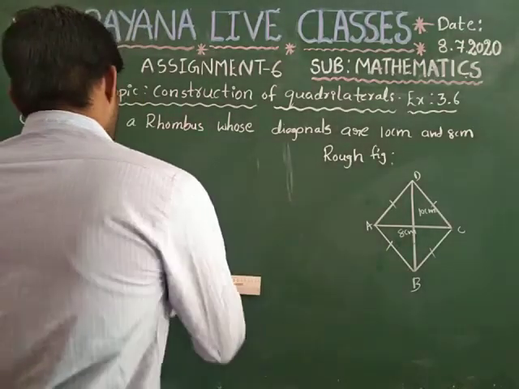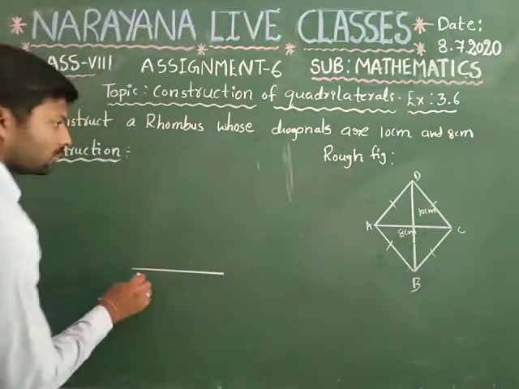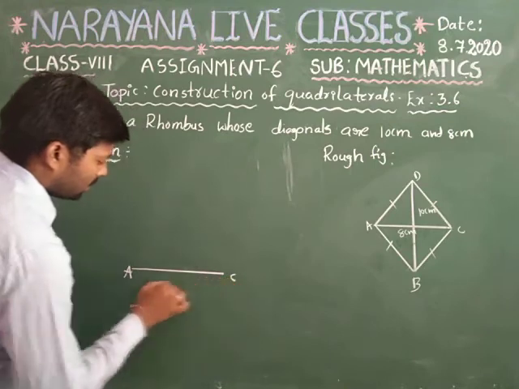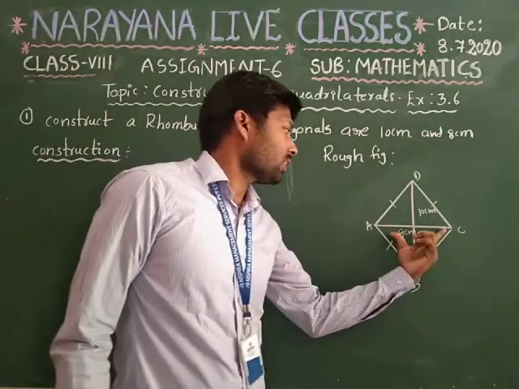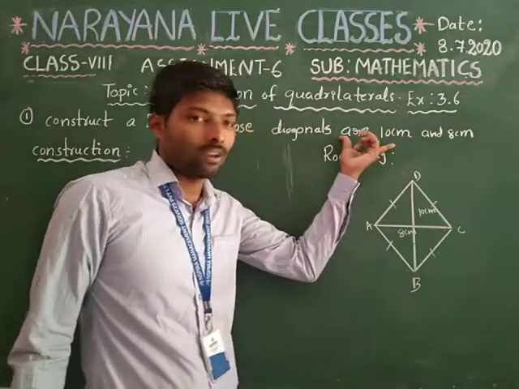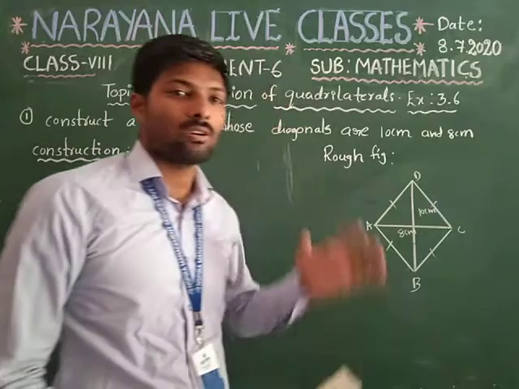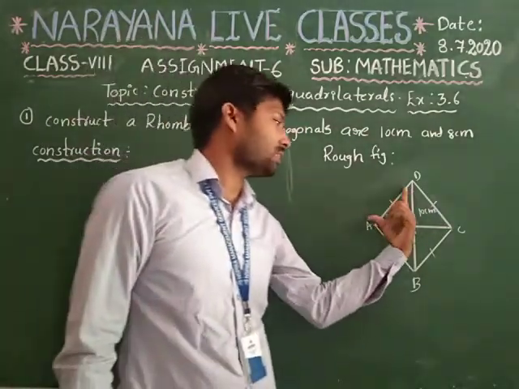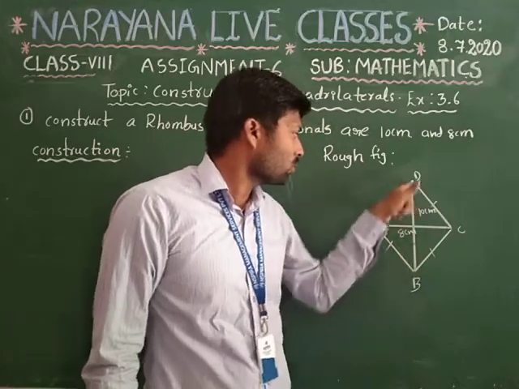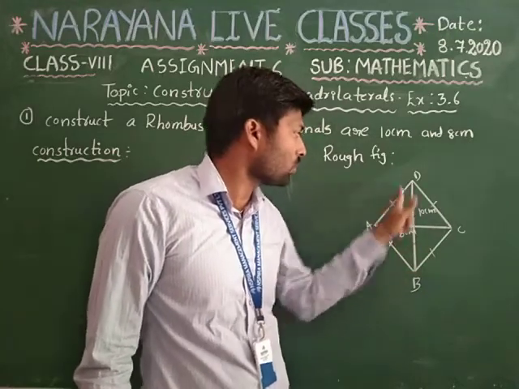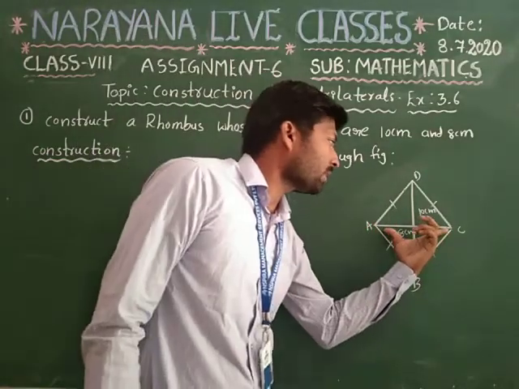8 centimeters. Yes, that is AC, 8 centimeters, one of the diagonals of the rhombus. We don't know all the sides. For a given rhombus all sides are equal, but we don't know those measurements. But we know the two diagonals. So in order to draw one more diagonal, first of all we have to draw the perpendicular bisector for this line segment AC.